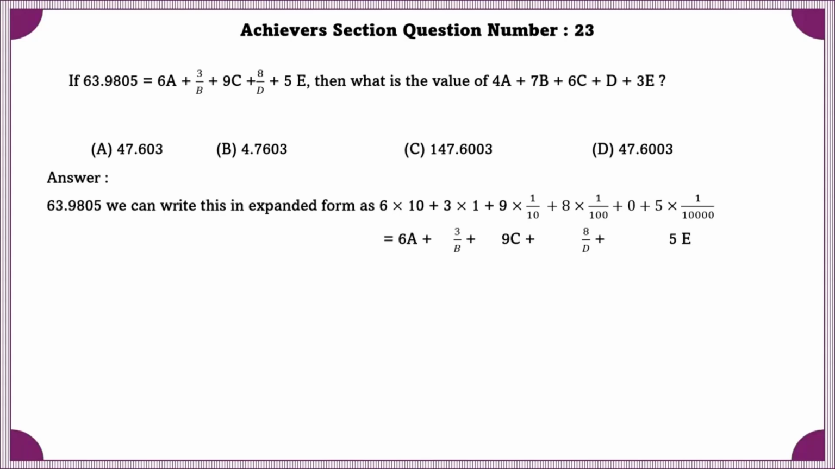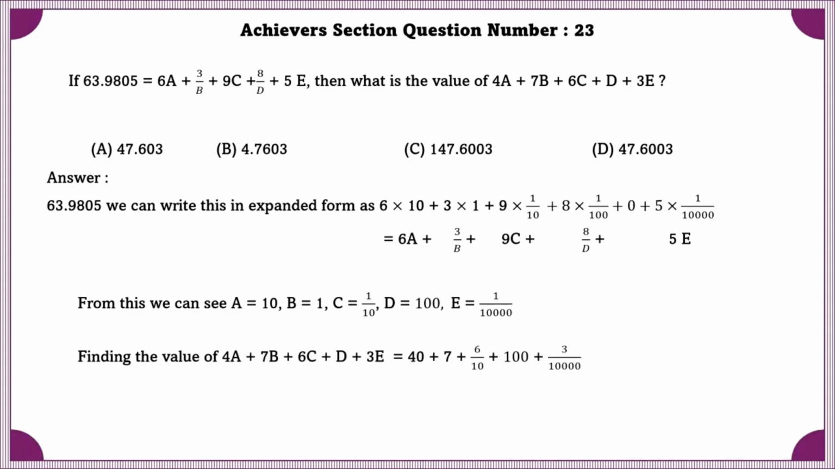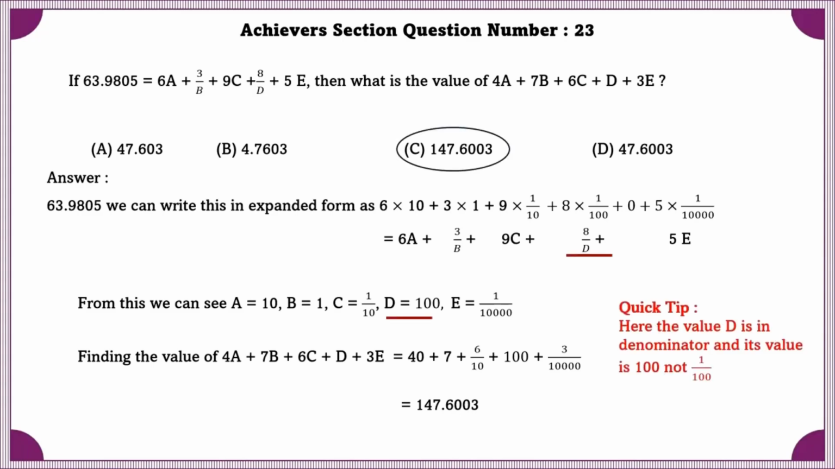Now, as you can see here, we can get the value of a as 10, b as 1, c as 1 by 10 and d as 100, e as 1 by 10,000. Finding the value of 4a plus 7b plus 6c plus d plus 3e, we will get 147.6003. Here's a quick tip. Here the value of d is in denominator and its value is 100, not 1 by 100.